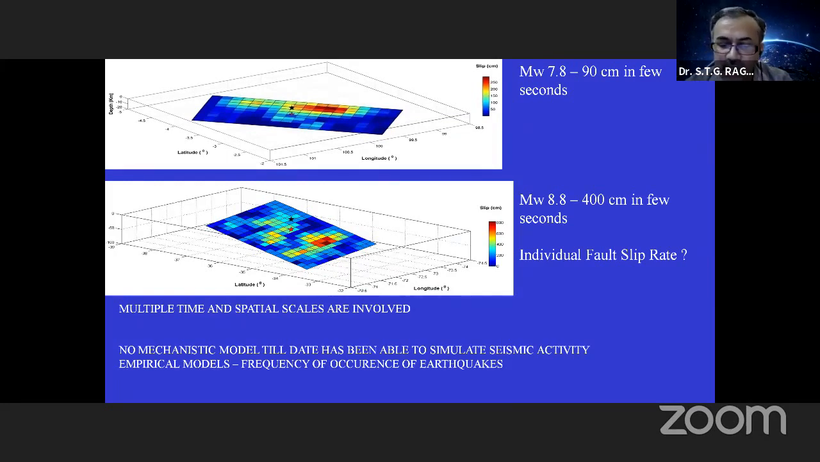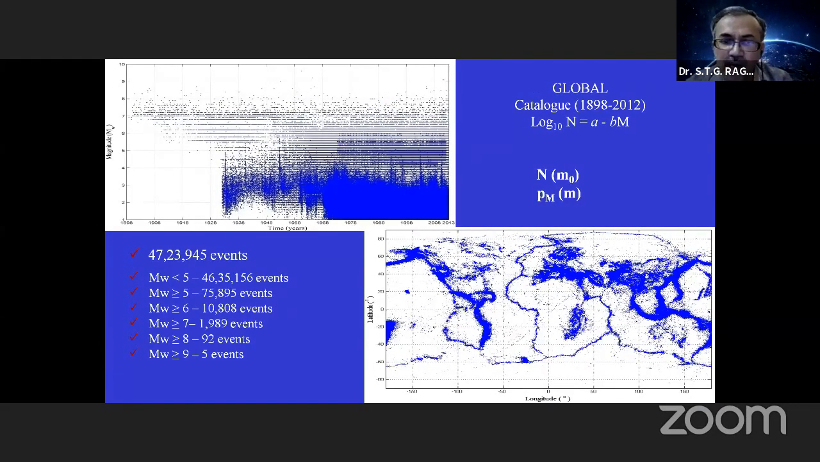So generally in earthquakes, everybody uses empirical models, that is this total probability theorem. Those things only we use in practice. But earthquakes also show a nice phenomenon. If you collect all the earthquakes which have occurred all over the globe from 1898 to 2012 and compare the frequency, there are some 47 lakh earthquakes. For magnitude less than 5, there are 46 lakh earthquakes, and greater than 5, say 75,000, magnitude 6 means 10,000, and so on down to 1900 and 92 and 5. So as magnitude increases, these numbers decrease in a logarithmic fashion, that's exponential decay.